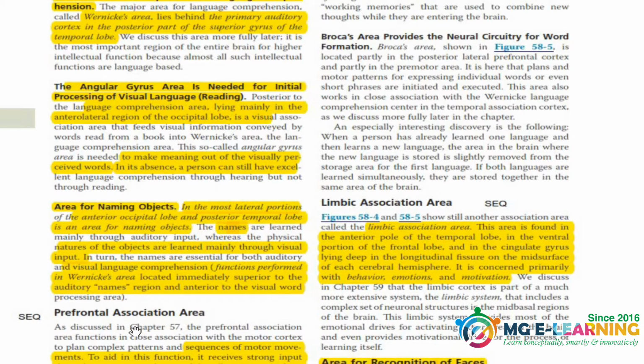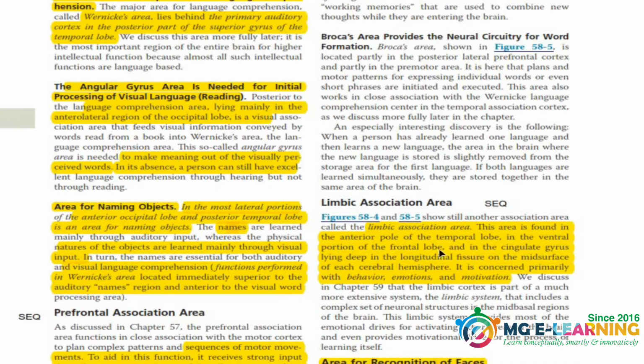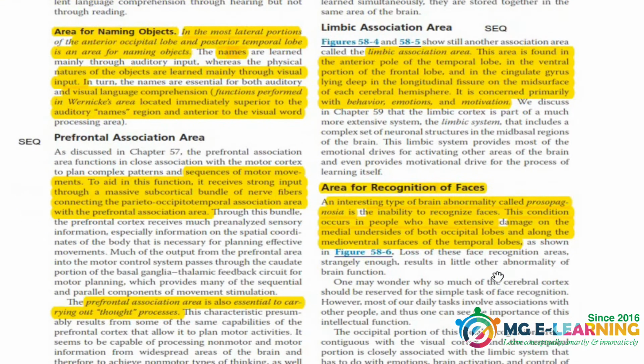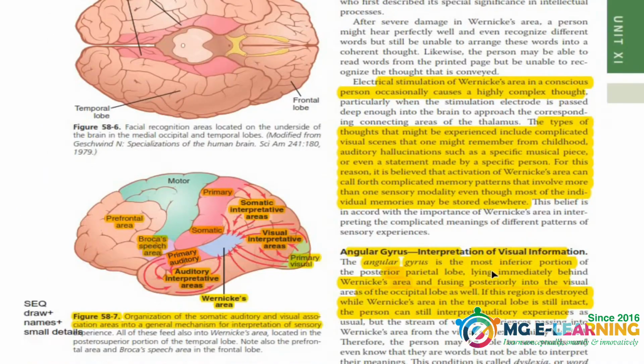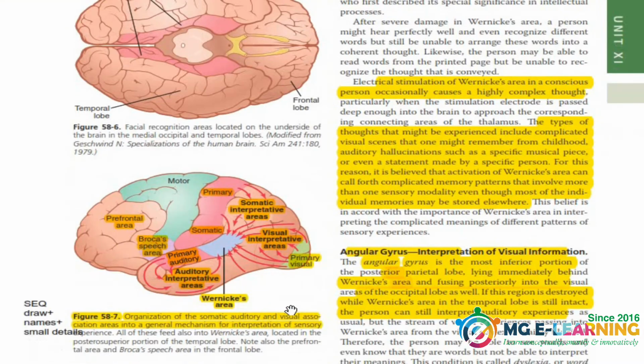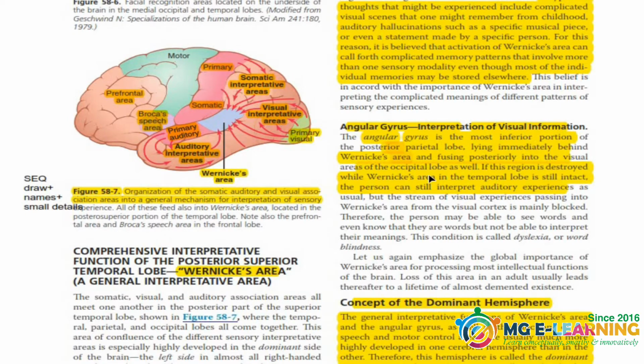Next is the prefrontal association area. It is also important for your SEQ. Next is the limbic association area. It can also be your SEQ. The area of recognition of face. This is also important for your MCQ. This is again the organization of the somatic, auditory, and visual association areas. So you have to do all the different areas of the cerebral cortex and small details related with that topic. You have to draw this, you have to name the areas and add some details about the specific areas. I guess this is all clear.